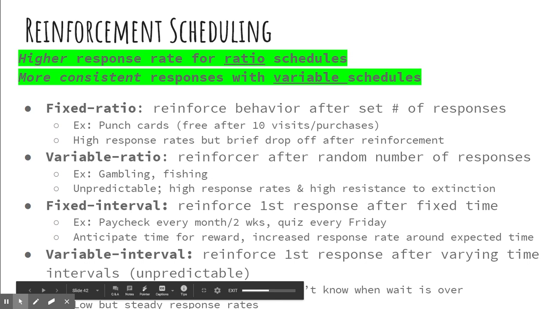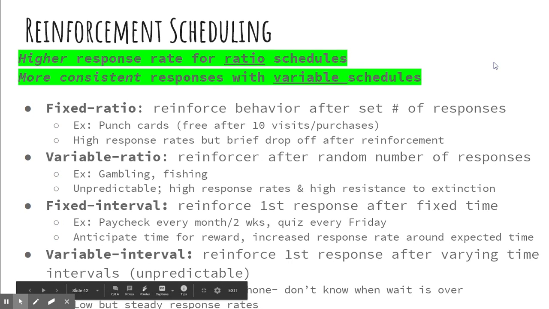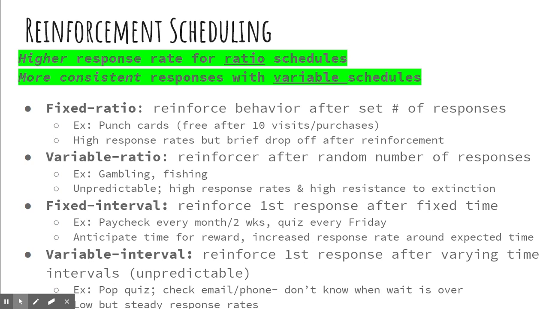All right, so part 2 of 5.2 is going to focus on reinforcement scheduling. I didn't want to take up too much time because I figured I could spend a little bit more time and details on this because this is also kind of tricky for students, I have found. So we're going to talk about fixed ratio, fixed interval, and variable interval schedules of reinforcement.